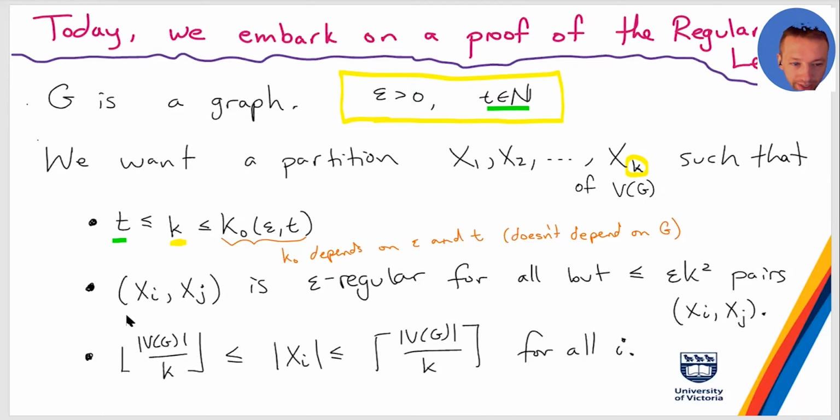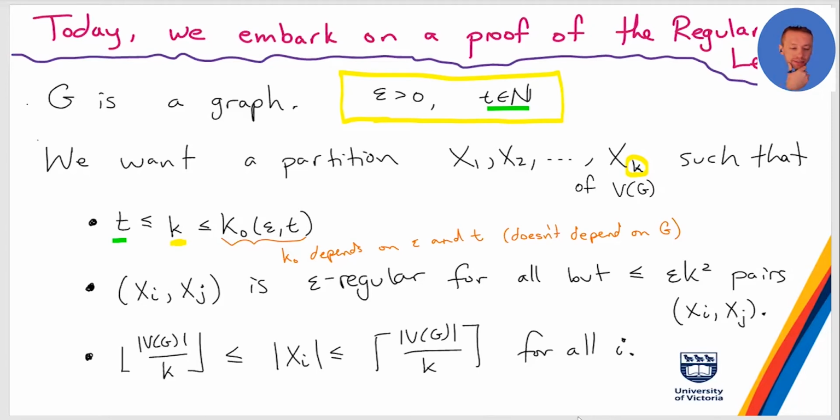The second condition is that practically all of the pairs xi, xj are epsilon regular, with an exception of at most, let's say, epsilon k squared pairs. And the third condition is that all the sets have basically the same size, so they're all equal to either the floor or the ceiling of the number of vertices over k.